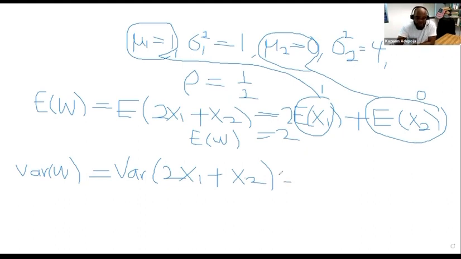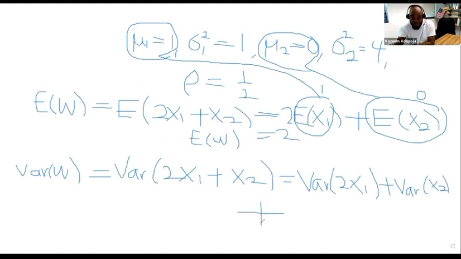So right now, this is going to be the variance of 2x1 plus the variance of x2, right? And don't forget the two covariances. Because of the 2 here, 2 times 2, I'm going to get 4 covariance x1, x2. You may be wondering how I got that.